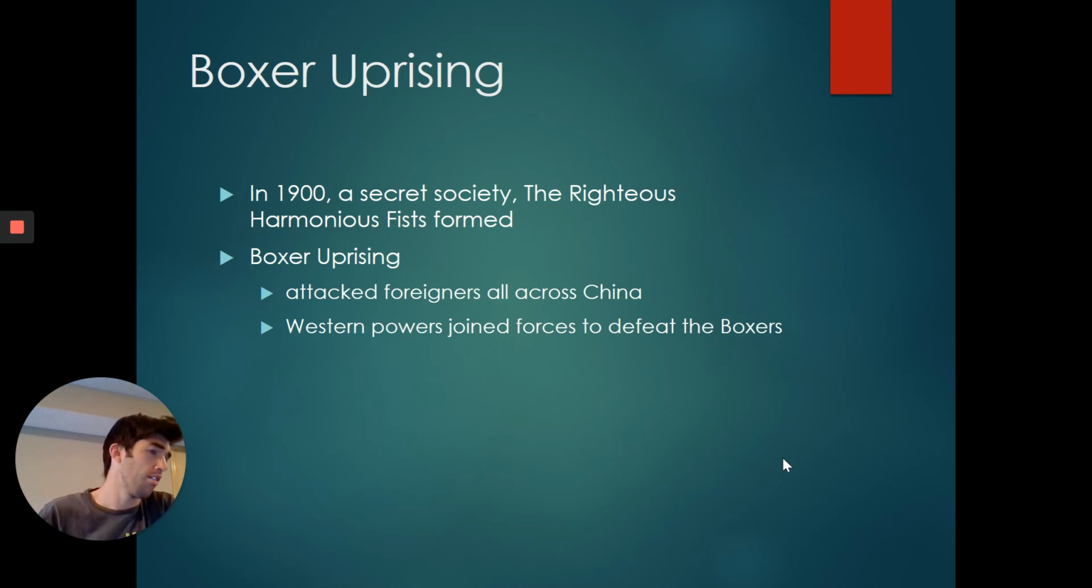But anyway, in the 1900s, a secret society, much like the Illuminati, launched what they were trying to do, which is basically get rid of all the foreigners from China, force them out. So as they're doing this Boxer uprising, that's what they're called, right? Boxers. They attacked foreigners all across China. And then the Western powers had to basically Infinity Gauntlet it, team up and stop them, and they were successful at stopping the Boxer uprising.